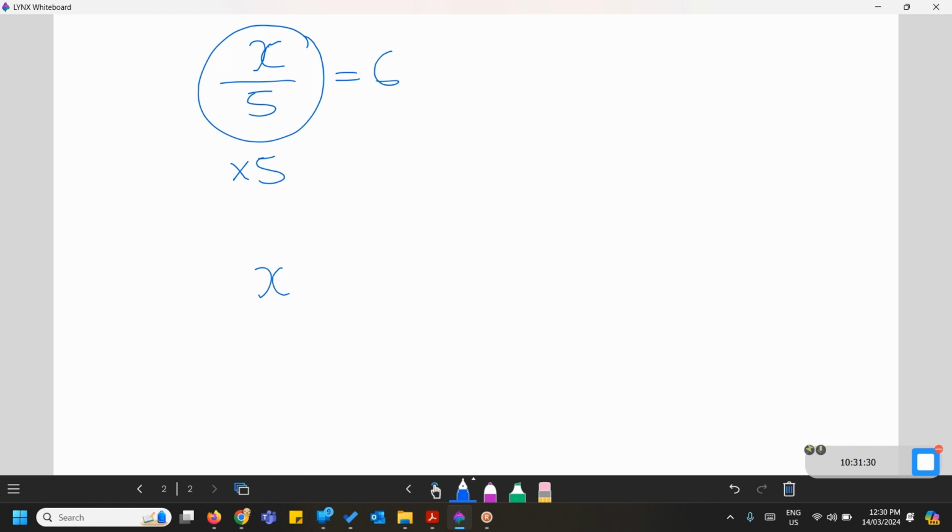But the golden rule of algebra, as I said last time, is what I do to one side of the equals, I must also do to the other side of the equals. So 6 times 5 is 30. So now we can go back and check whether that's right. We're saying x is 30. If we go back up to the top, does 30 divided by 5 equal 6? Yes, it does. I must have done the question correctly.